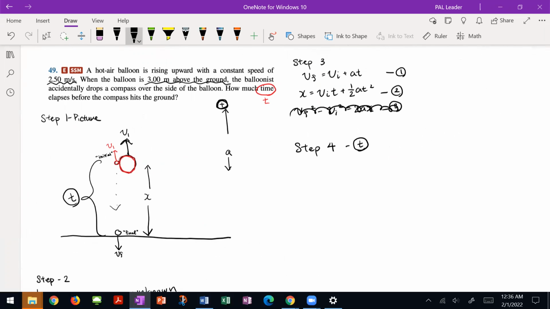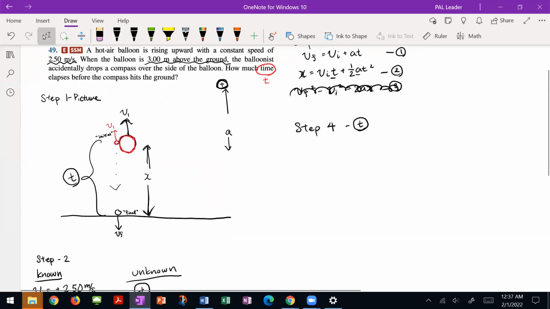I'm going to look at number two, the displacement. I do know what the displacement is. It traveled from here to here. It was 3 meters, right? The initial, we do know that it was traveling initially upward with the hot air balloon. T, that is the value we are asked to find. And acceleration. The only acceleration in this problem is the gravitational acceleration going downward. So I think we can use number two.